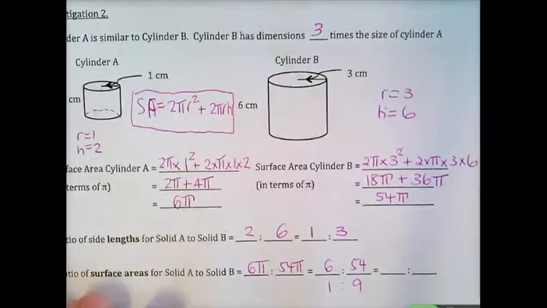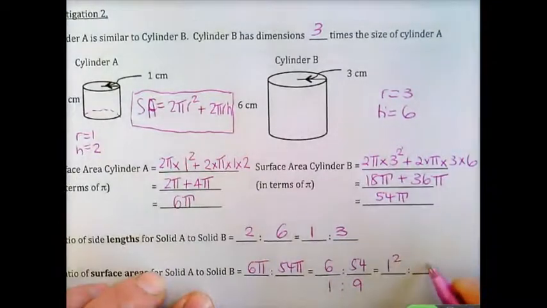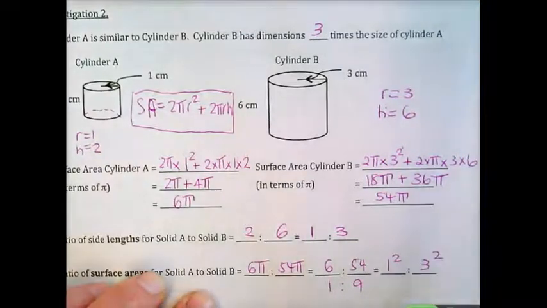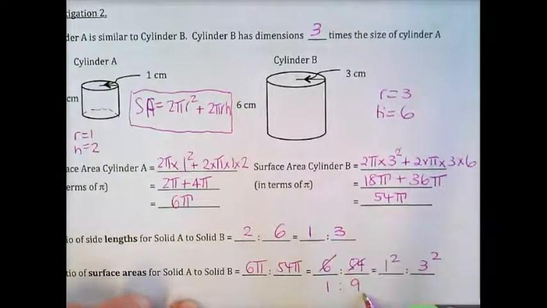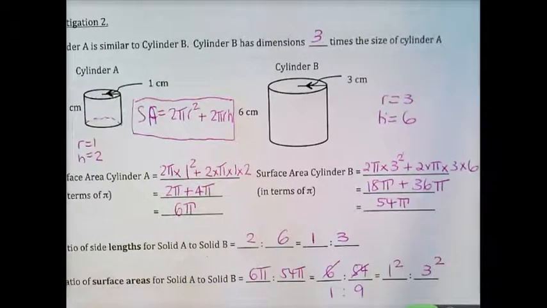Which is 1 squared to 3 squared. Girls, instead of writing 6 to 54 there, put it straight as 1 to 9, which happens to be 1 squared is to 3 squared. Girls, did you see what's happened to the surface area? If the side lengths are 1 to 3, then the ratio of the surface areas is 1 squared to 3 squared.